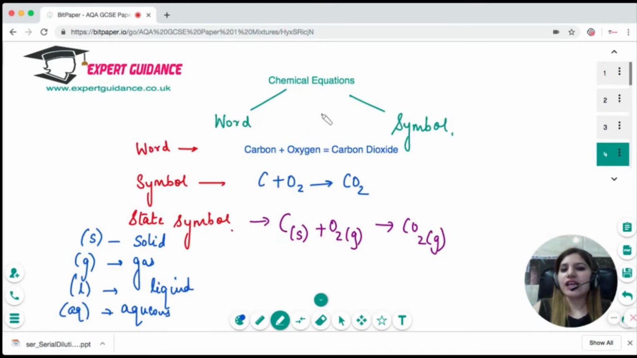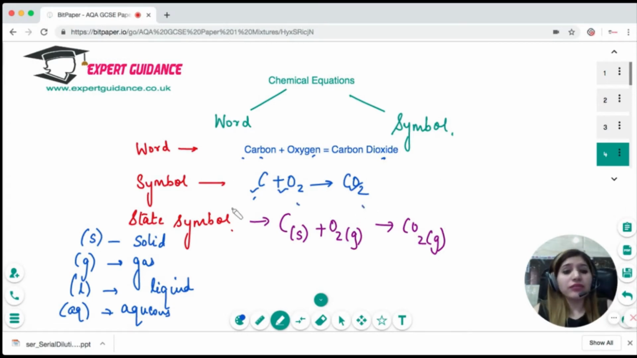Next, you have seen a lot of chemical equations. You can see in this chemical equation, there is carbon and there is oxygen. What does the chemical equation tell you? The chemical equation tells you the symbols: carbon, oxygen, carbon dioxide. 1 mole of carbon reacts with 1 mole of oxygen, forming 1 mole of carbon dioxide.